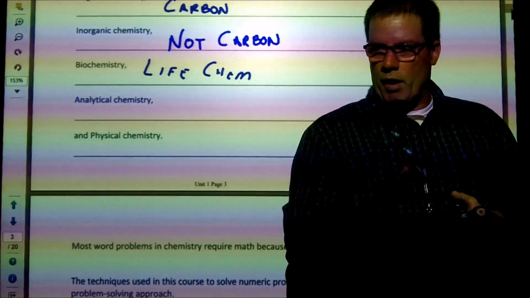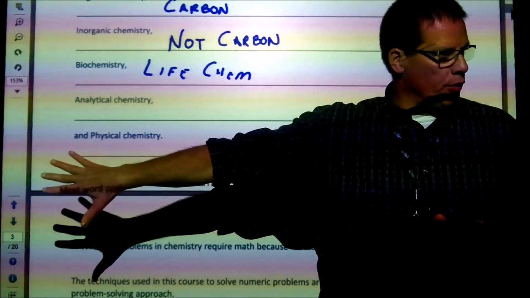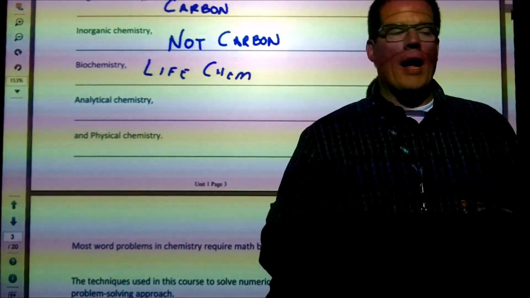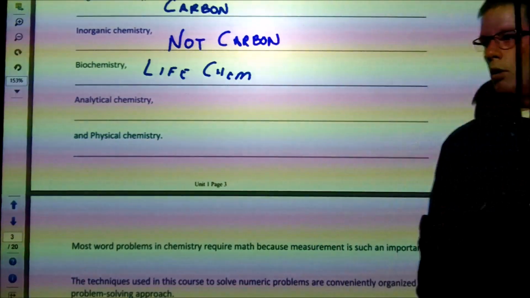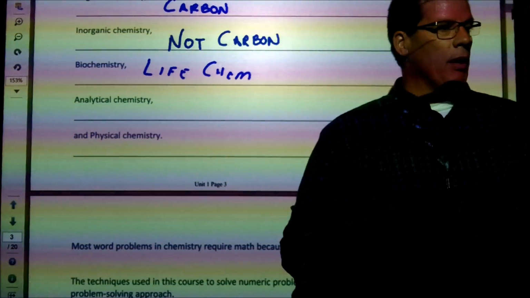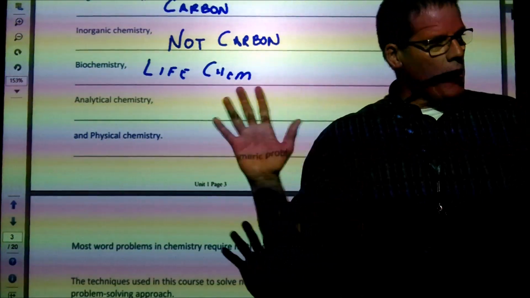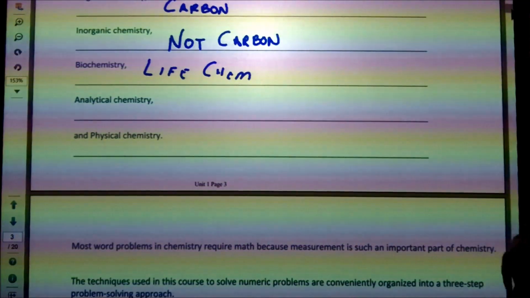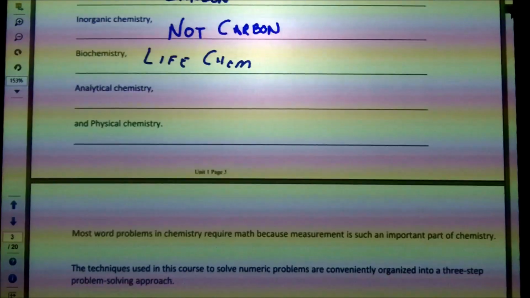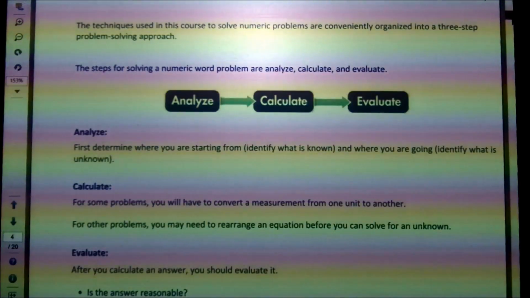Now, I'm going to tell you right up front, you don't need to know those types of chemistry. I'm just throwing those out there to let you know what's available. And that this chemistry and AP chemistry is not the only chemistry that exists. There are so many branches of chemistry that it could take us hours to talk about, which I'm sure would be exciting for you.